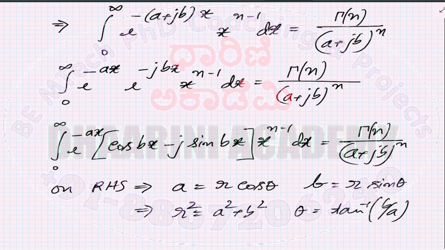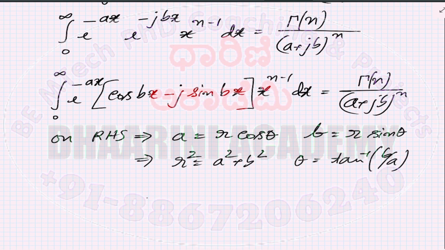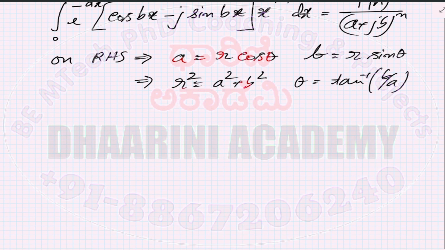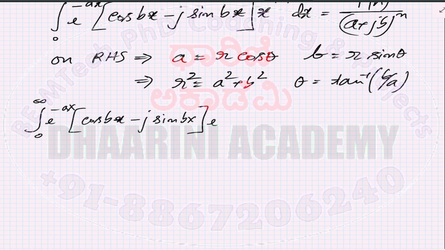So I still have the left hand side the same. I'll write the left hand side first. This means it is the integral from 0 to infinity of e to the minus ax into cos bx minus j sine bx into x to the power n minus 1 dx. All right, this was the left hand side term.